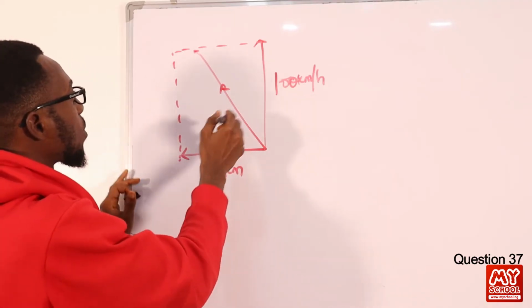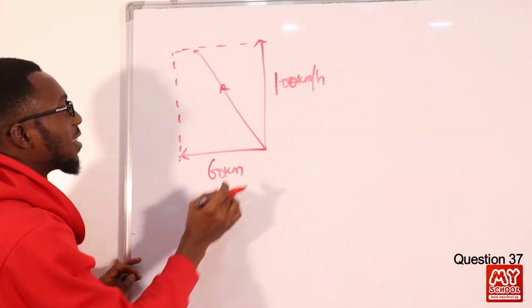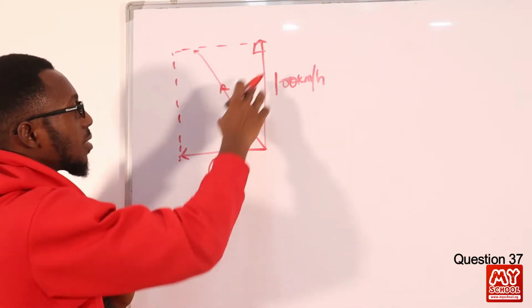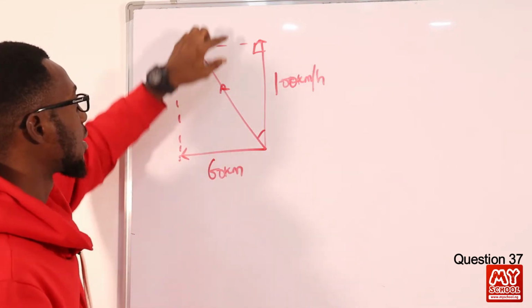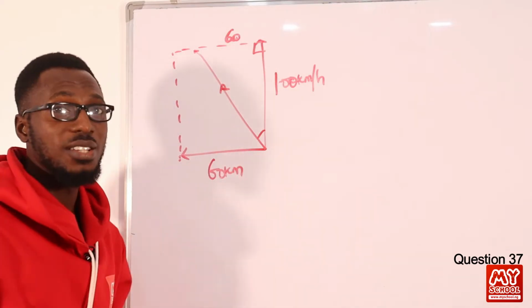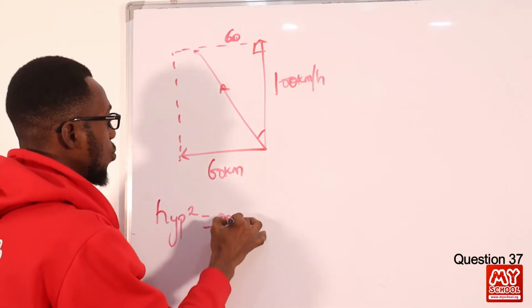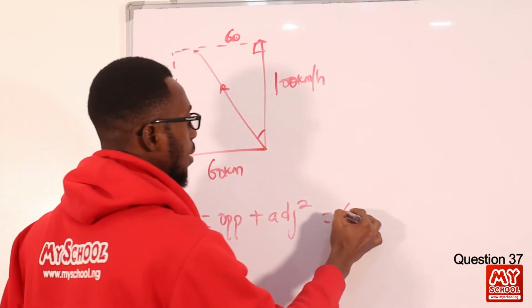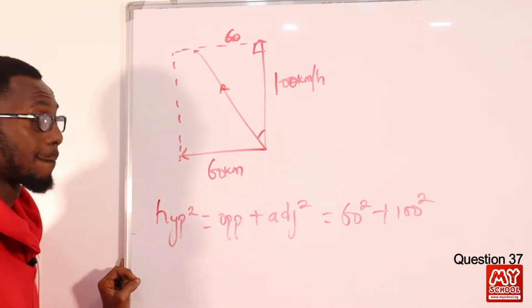If you look at this, it looks like a right angle triangle that's just standing on this side. If we sit it down, you can see it. So this side you are looking at is the same thing we are looking at here. So I can put it this way so that we can use our Pythagoras theorem. Remember we said hypotenuse square equals opposite square plus adjacent square. So that should give me 60 square plus 100 square. You can say 100 square plus 60 square.